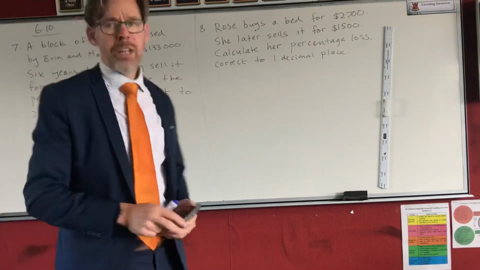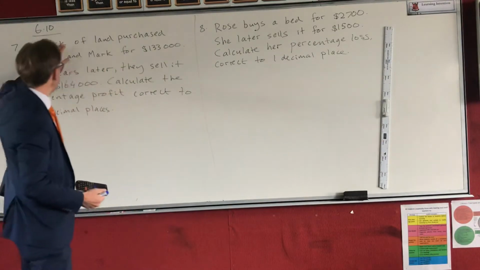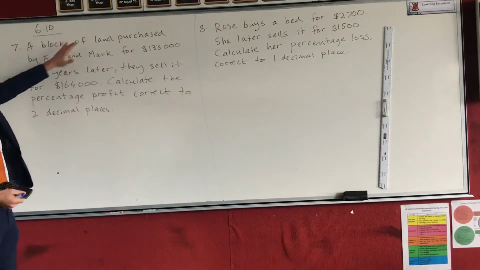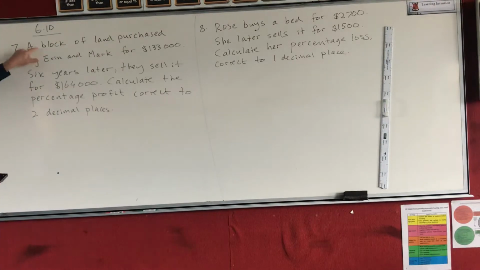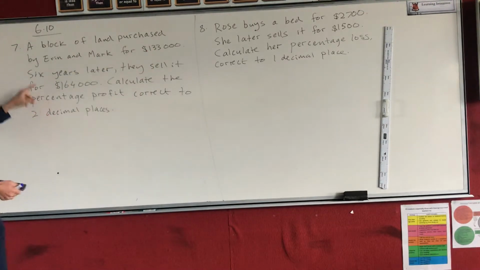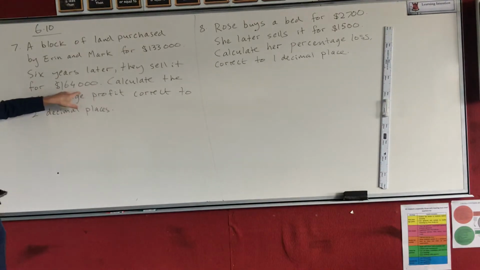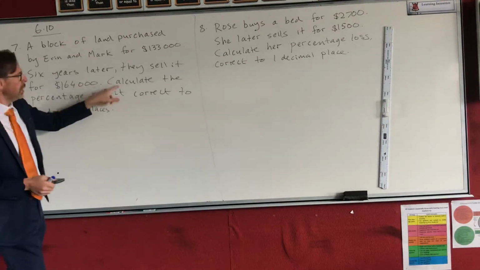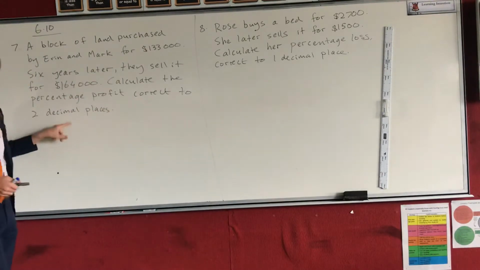Okay, you're right. We've got a request for a solution to one of the homework questions. We're going to look at 6.10, question 7 and question 8. So we've got a block of land purchased by Erin and Mark for $133,000. 6 years later they sell it for $164,000. Calculate the percentage profit correct to 2 decimal places.